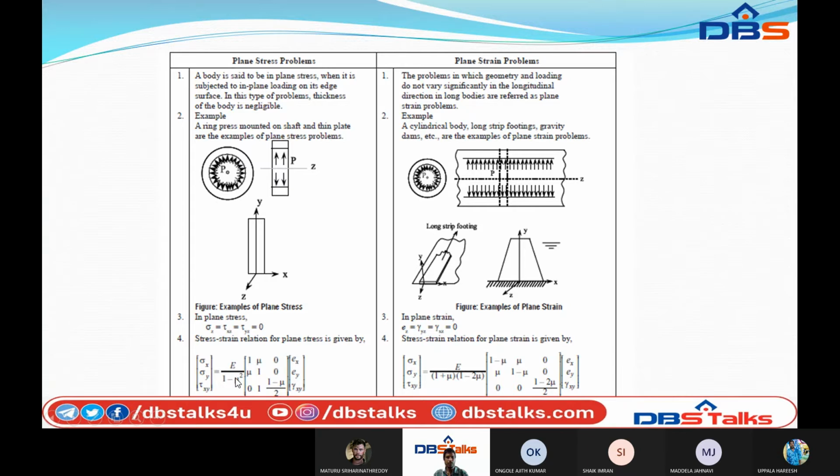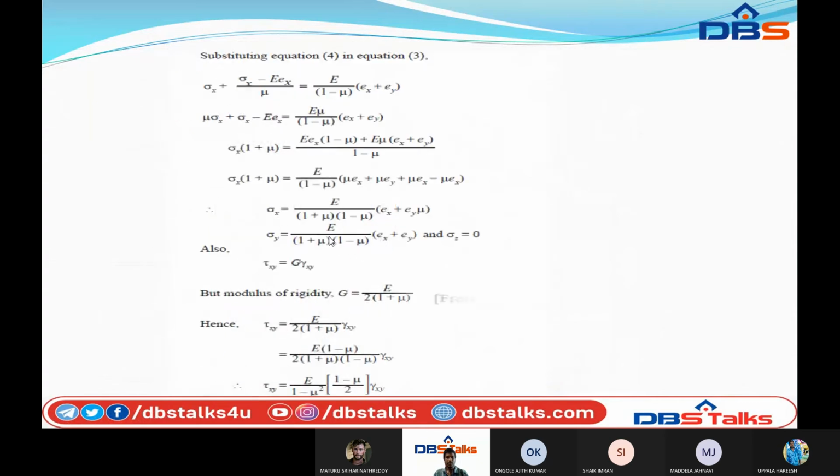E by 1 minus mu square, matrix 1 mu 0, mu 1 0, 0 0 (1 minus mu) by 2, times Ex, Ey, gamma xy. We will derive this equation in the next slide. Plane stress is nothing but a ring mounted shaft subjected to plane loading. In plane loading, in that condition, thickness is negligible. That means sigma z, tau yz, tau xz are negligible or zeros. It is the plane stress condition.